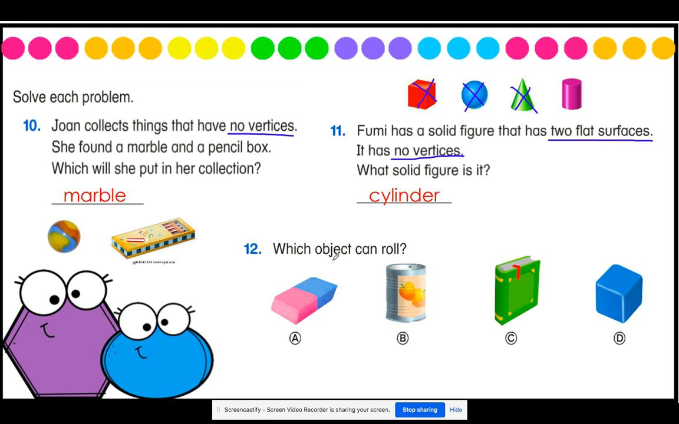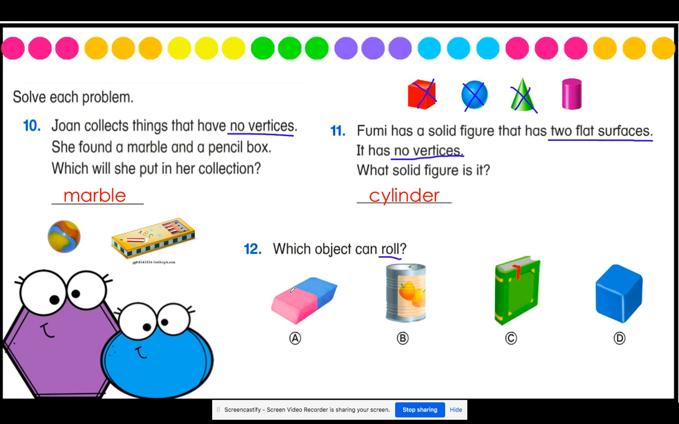And our last question for today is question number 12. It says, which object can roll? So in our video, it talked about 3 solid figures that can roll. They said that a sphere can roll, they said a cone can roll, and a cylinder can roll. So look at the 4 choices. We have an eraser, a can of peaches, a book, and a block.